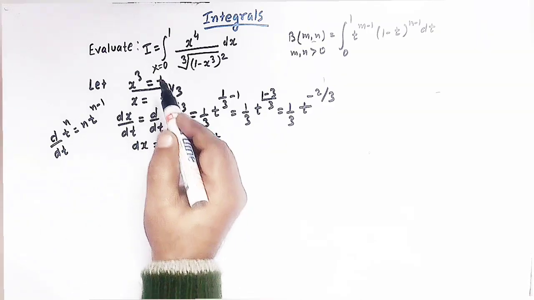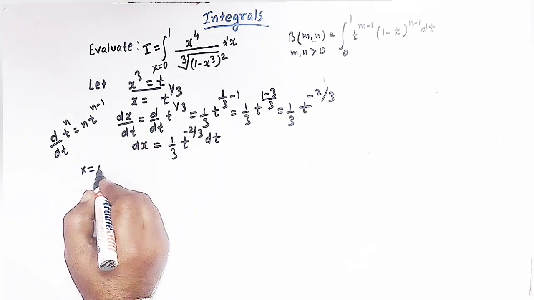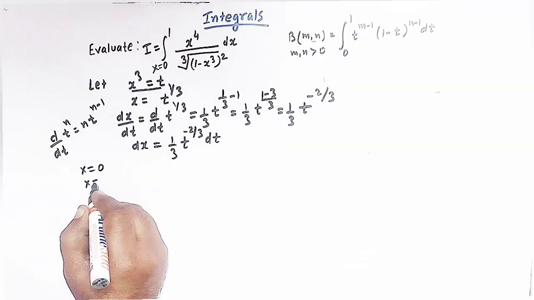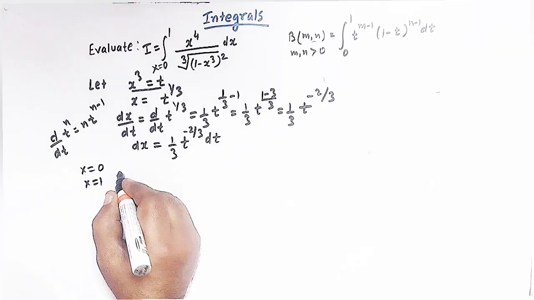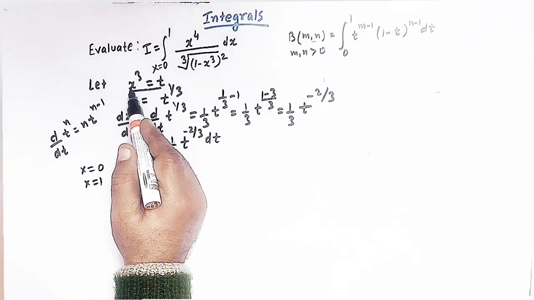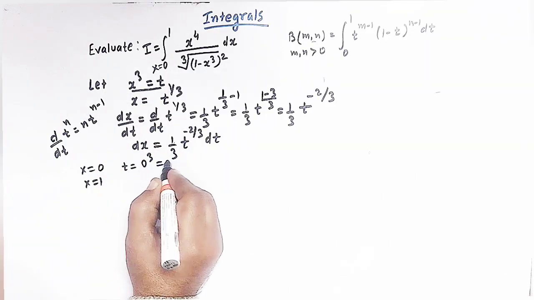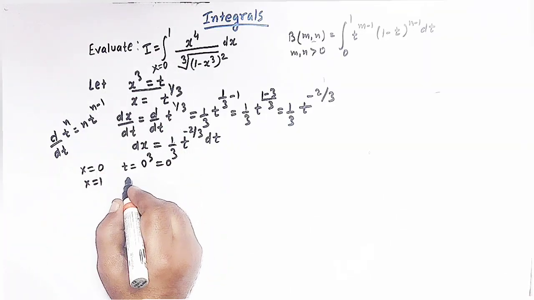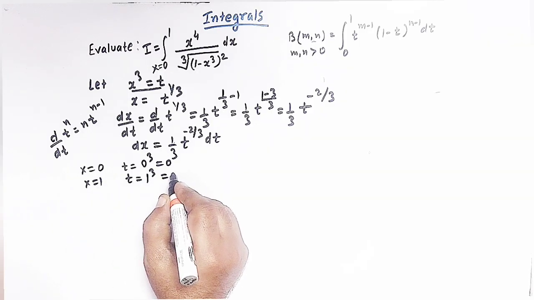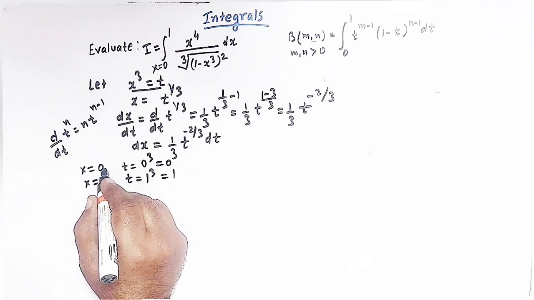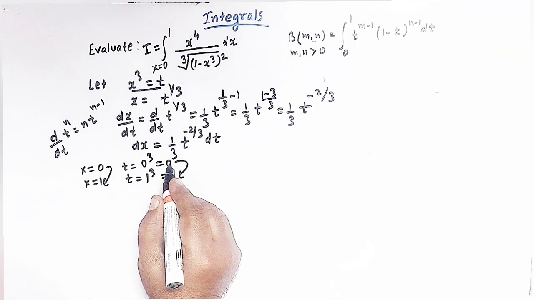So now let us change the limits accordingly. So here the lower limit is x is equal to 0 and the upper limit is x is equal to 1. So when x is equal to 0, then the value of t can be obtained from this expression. So we have x is equal to 0, so 0 cube is 0, and when x is equal to 1, then the value of t is equal to 1 cube, that is equal to 1. So when x goes from 0 to 1, then t also changes from 0 to 1.